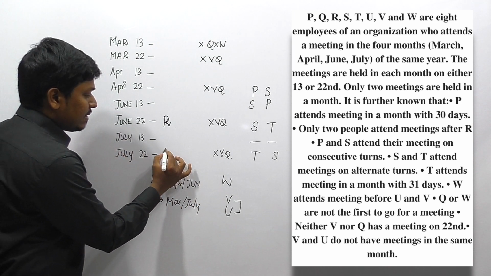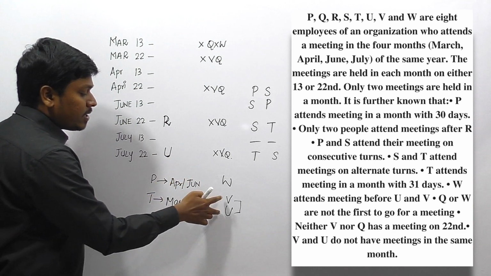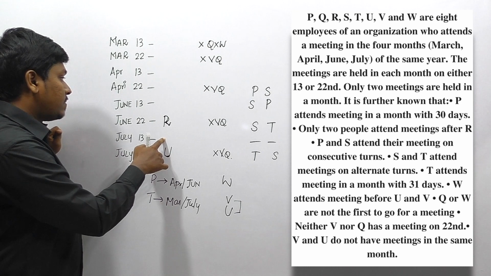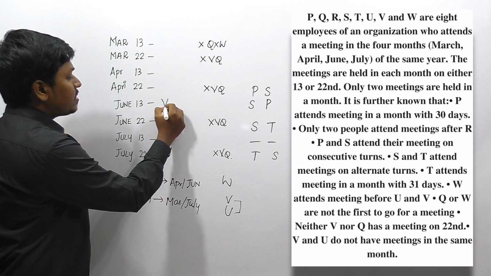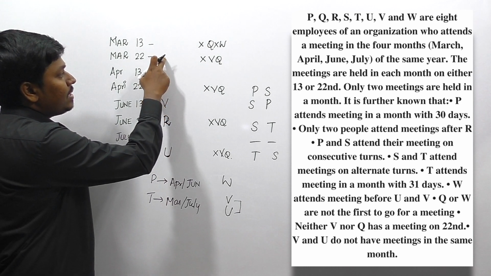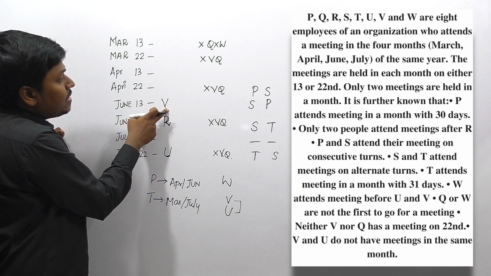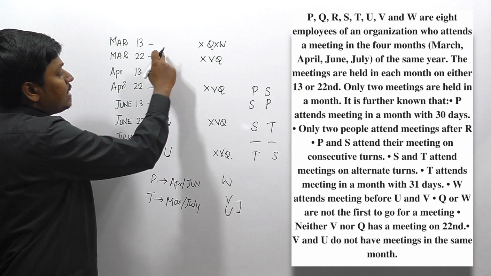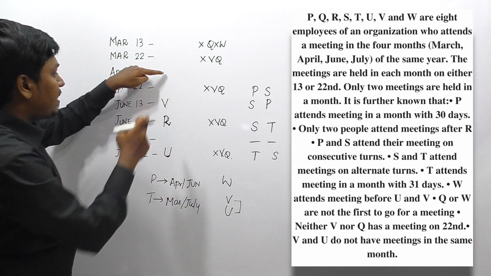So friends, listen here, if I fix U here, we already know that U and V are not attending a meeting in the same month, right? So let me fix V here, because we can't place V here and also here. If I fix V here, we can't place W here, right? So there are 2 possible places where W can be placed.